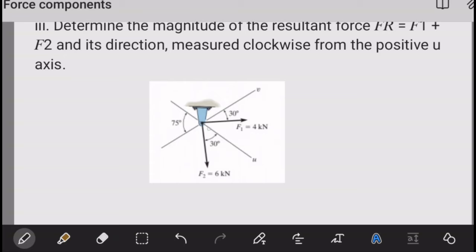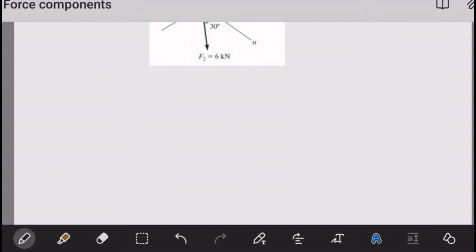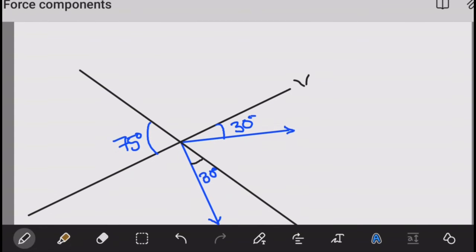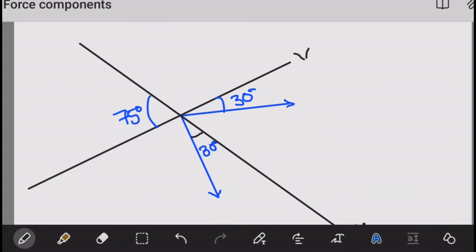So the first one, we are being asked to find the magnitude of the force F1, only its component, in the V axis, and also in the U axis. So let's see, how do we do that? Well, let's focus on that one. Let's resketch the problem so that we can just look at F1. So F1 is this one here, and then F2 is here.